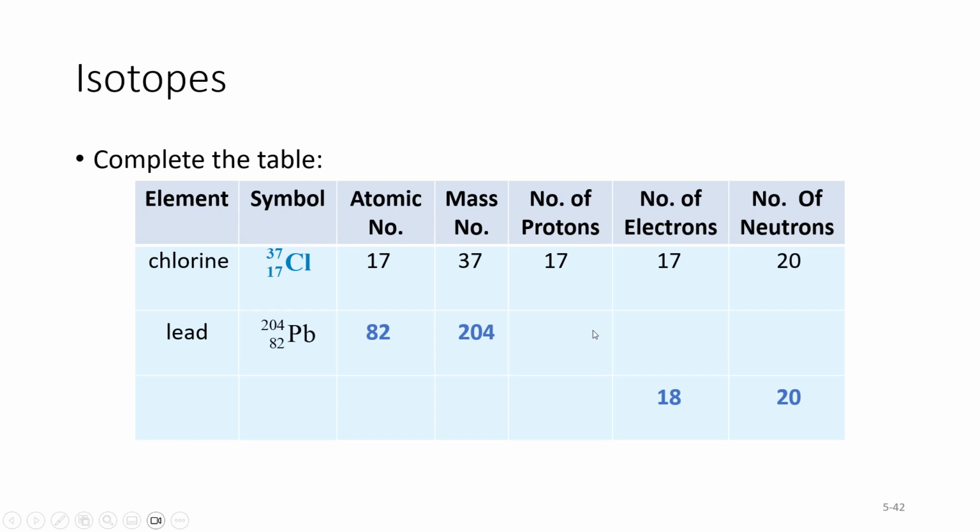How many protons? The atomic number is the number of protons. How many electrons? Well, there's no charge on this, so the positives have to equal the negatives. So if we have 82 positives, we have to have 82 negatives. The number of neutrons. The number of neutrons is the mass number minus the number of protons.